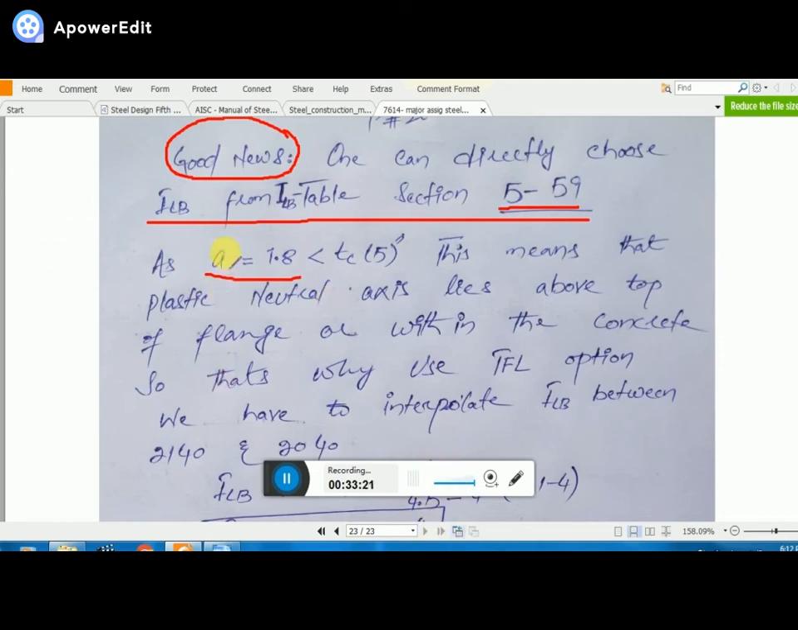We have to find out a and we compare whether a is greater than hf. Clear? In T-beam analysis, if a is less than hf, this means that your neutral axis lies within the flange and we need rectangular beam analysis. If a is greater than hf, this means that the plastic neutral axis, or you can say your neutral axis, lies within the web portion, or you can say outside of your flange, and now you need T-beam analysis.